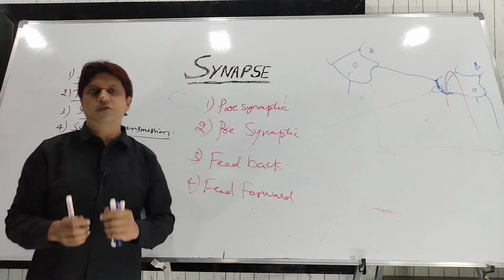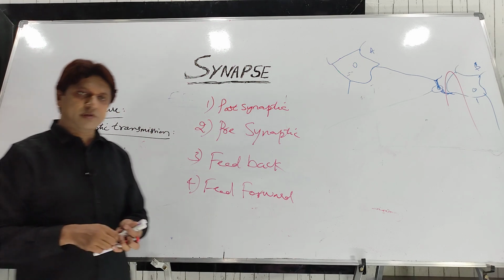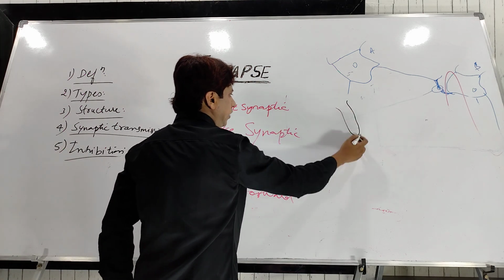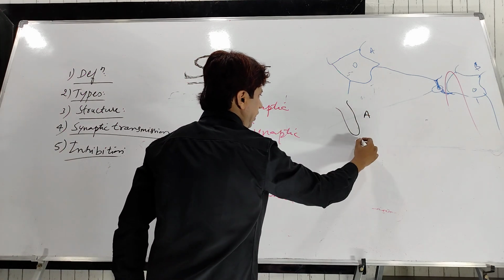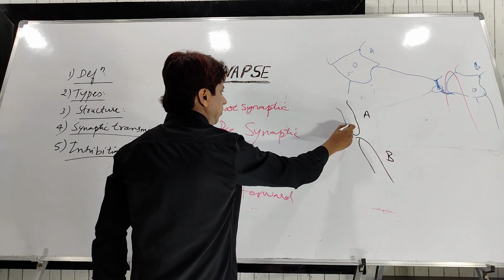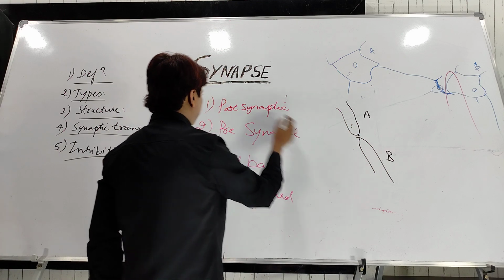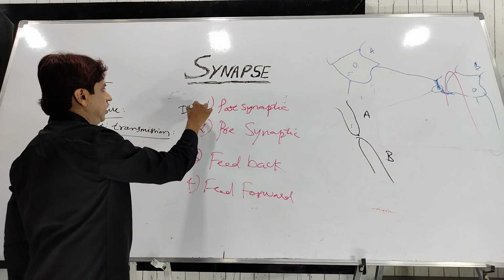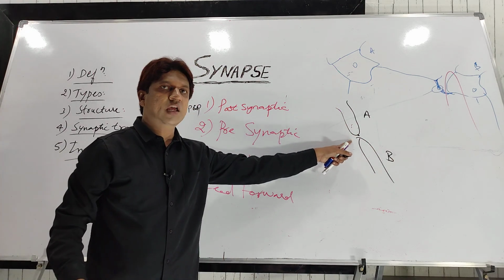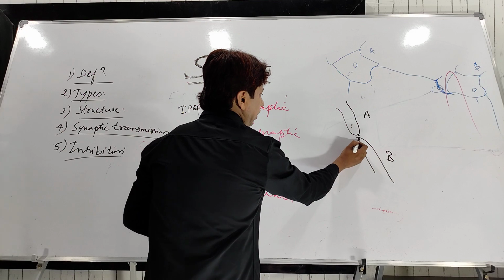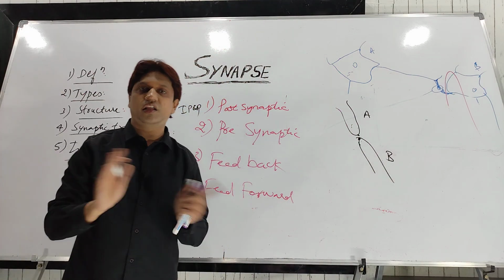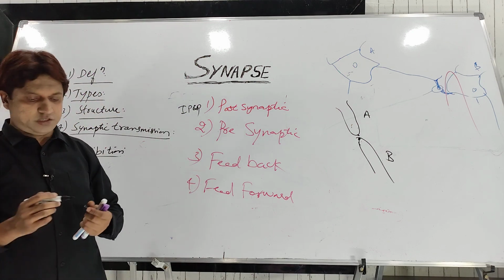First is postsynaptic inhibition, also known as direct inhibition. What happens here is, one neuron, this is neuron A, this is neuron B. This neuron B is inhibited by neuron A by the generation of an IPSP, that is inhibitory postsynaptic potential. That is, inhibitory neurotransmitter is released from neuron A, which causes the inhibition of neuron B, that is hyperpolarization of the membrane, known as direct inhibition. Okay, by generation of IPSP.